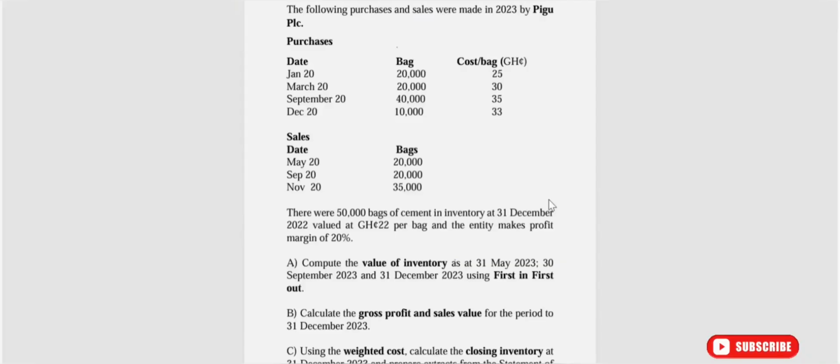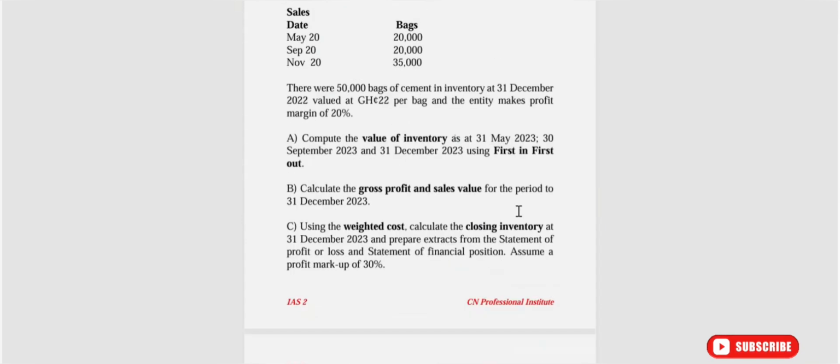Okay, so we are still on the cost formulas. In this video, we are going to solve one more question, and then probably we'll just look at other standards, right? So let's solve one more question on the cost formulas, still on the FIFO and the weighted average.